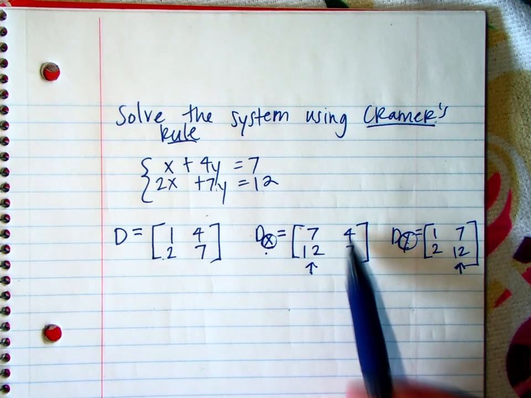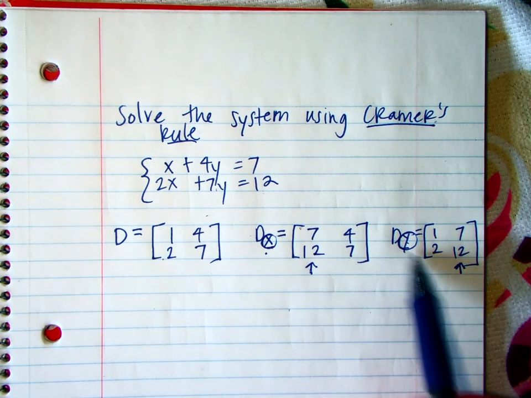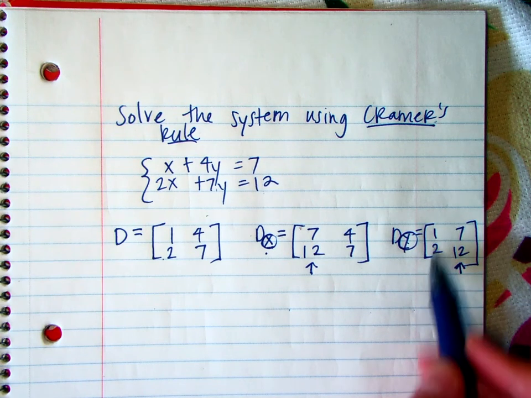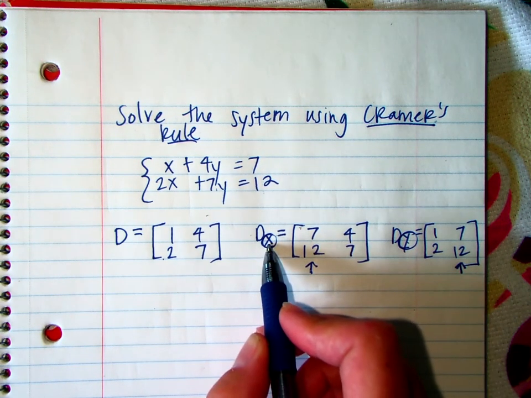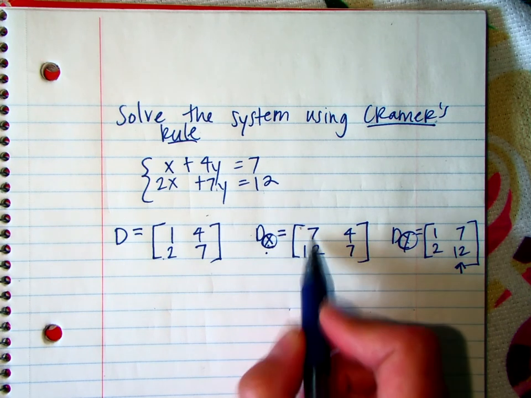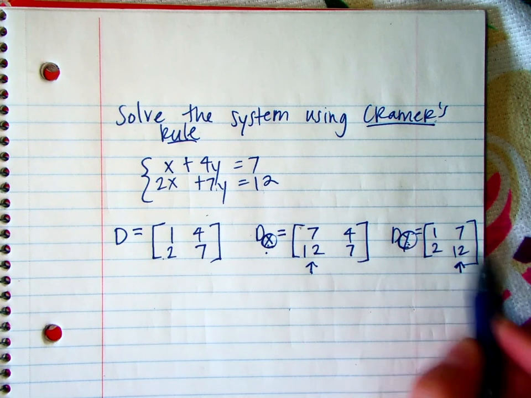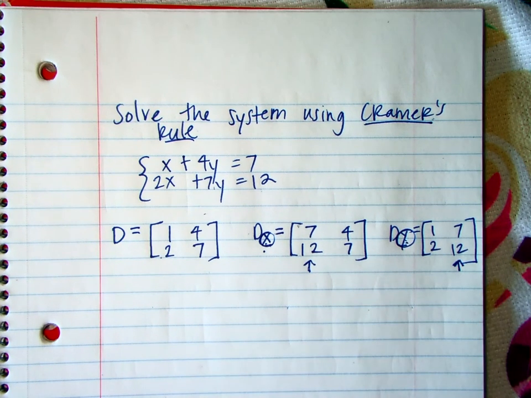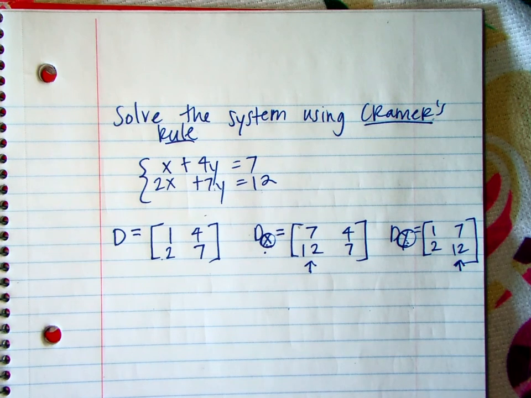You can see I left the Y coefficients in this first D sub X, and over here I left the X coefficients for D sub Y. So what I'm doing is swapping out those numbers where X's were. They aren't the coefficients of X anymore, they're the constants. They're not the coefficients of Y anymore, they're the constants. And what I'm going to do is find the determinant of each of these.